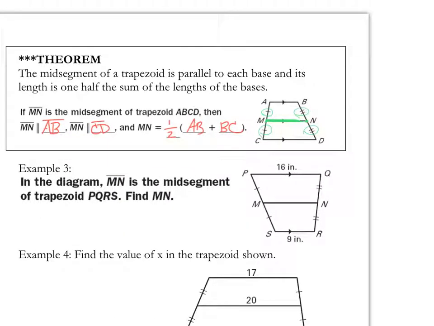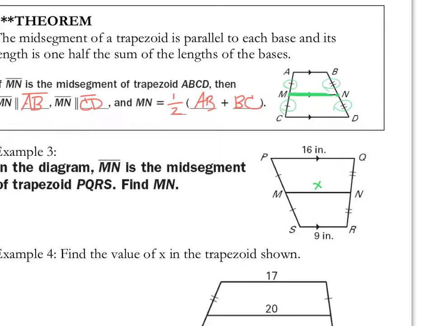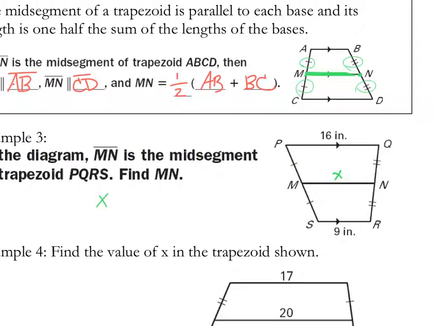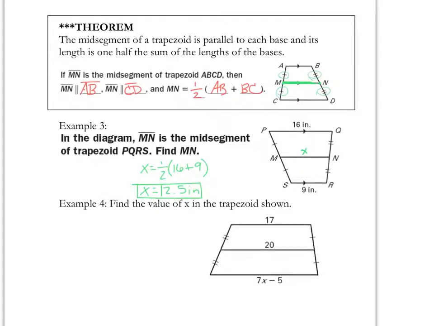So in this case, if I put x here, x equals 1/2 times 16 plus 9. So 16 plus 9 is 25, and half of 25 is 12.5 inches. So there is my answer.